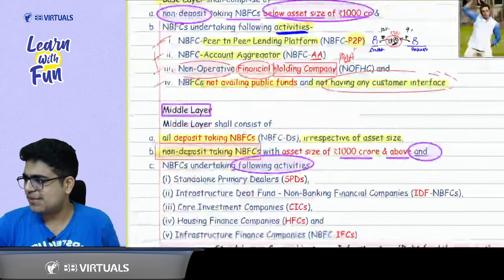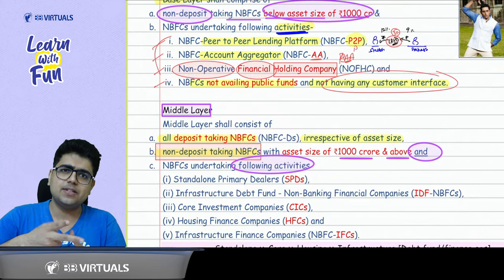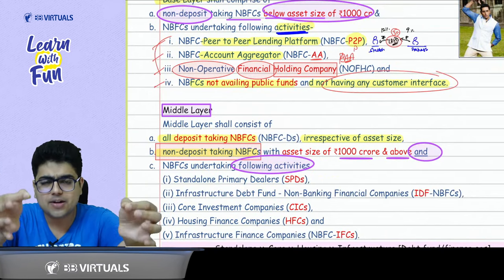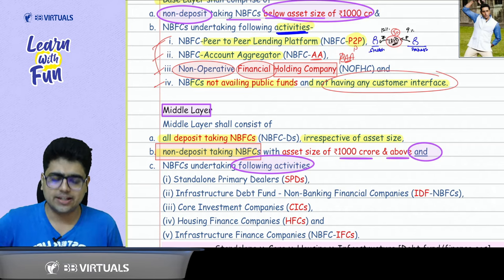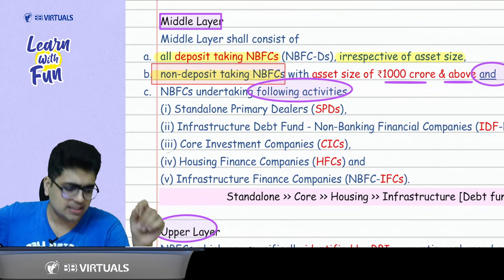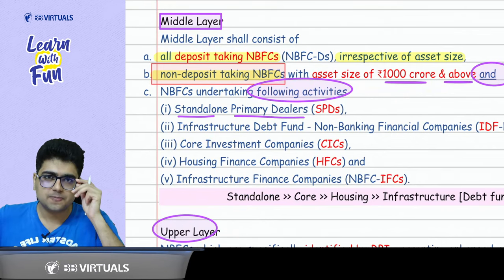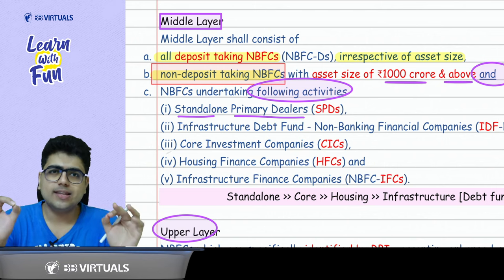Now let's move to the next part, which talks about deposit-taking NBFCs, and non-deposit-taking NBFCs with the asset size of 1000 crore and above, engaged in the following activity. So first of all, the first kind of NBFCs are standalone primary dealers. So who are these dealers?